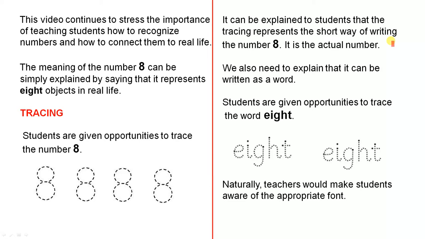It can be explained to students that the tracing represents the short way of writing the number 8. It is the actual number. We also need to explain that it can be written as a word. Students are given opportunities to trace the word 8. And here are just two examples, and they'd be given many more. Naturally, teachers would make students aware of the appropriate font.